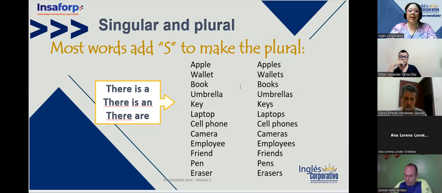So it's in English. Entonces, aquí tenemos una lista de nombres comunes, common nouns, okay? Apple, wallet, book, umbrella, key, laptop, cell phone, camera, employee, friend, pen, eraser. Estos entran en la categoría que son nombres comunes y solo se les agrega la letra S para convertirlos en plural. So, one apple, some apples, or two apples. Wallet, one wallet. Two, three, four, or many wallets. Book, one book, two books. Umbrella, one umbrella, many umbrellas.